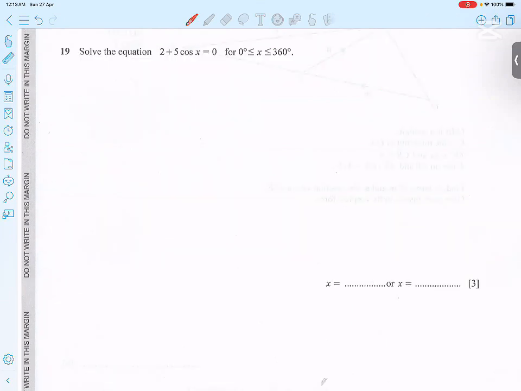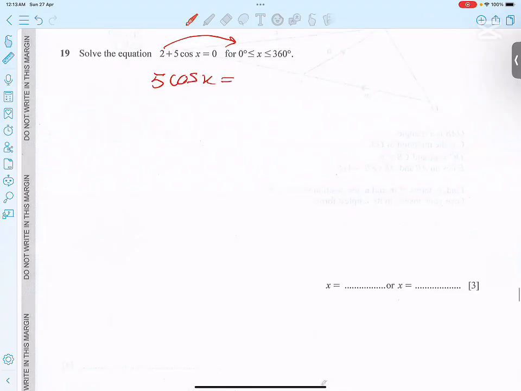So cos theta, cos x, okay. First of all, try to make cos the subject. So 2 will go to the other end, 5 cos x equals negative 2. Now 5 will divide, so cos x equals negative 2 over 5.